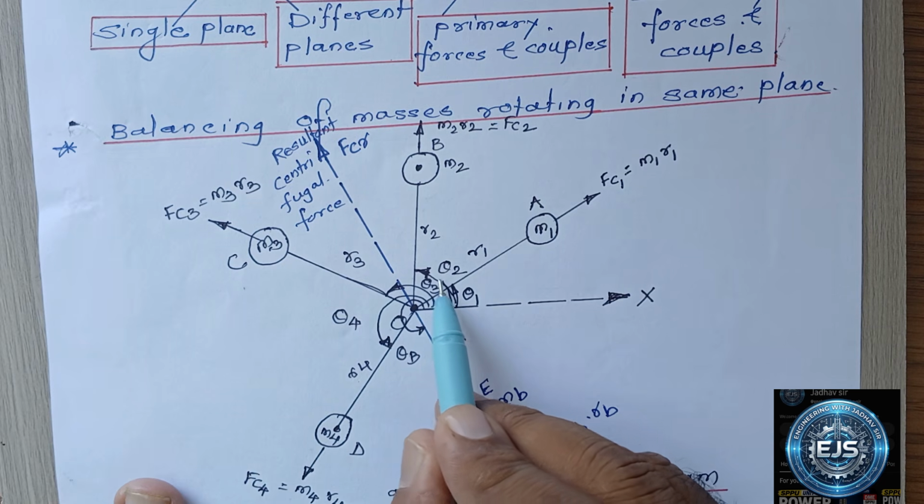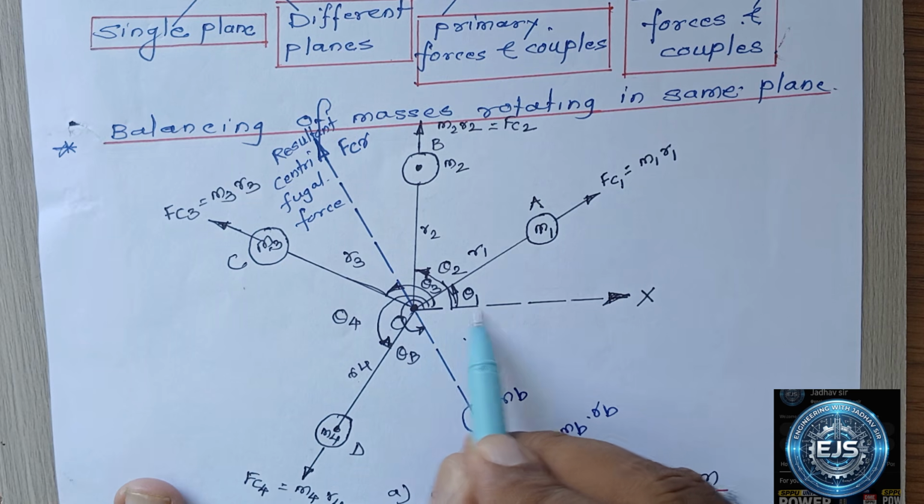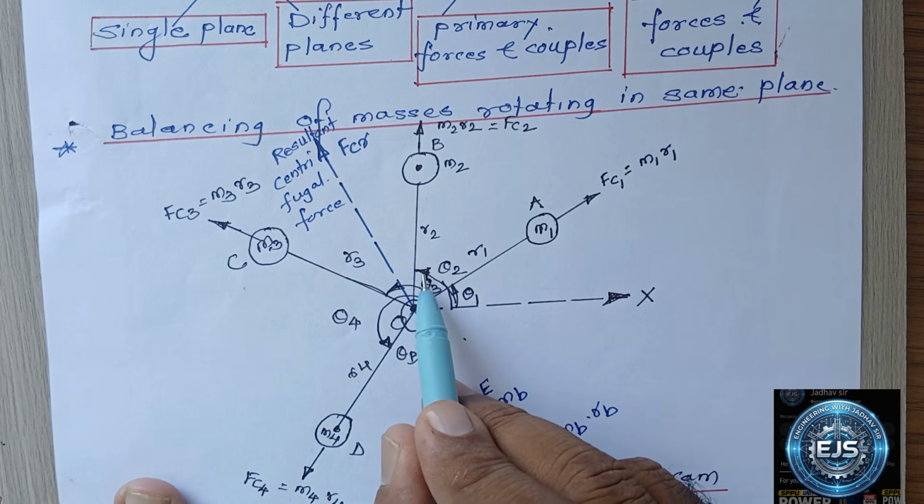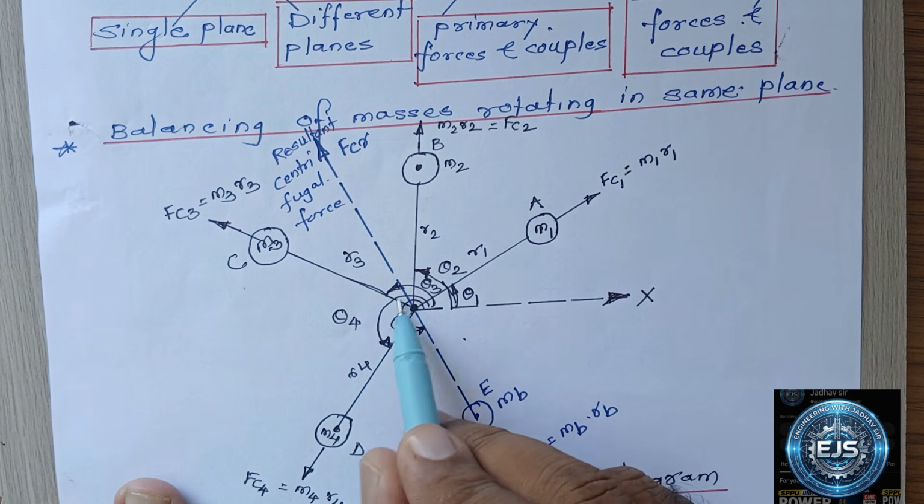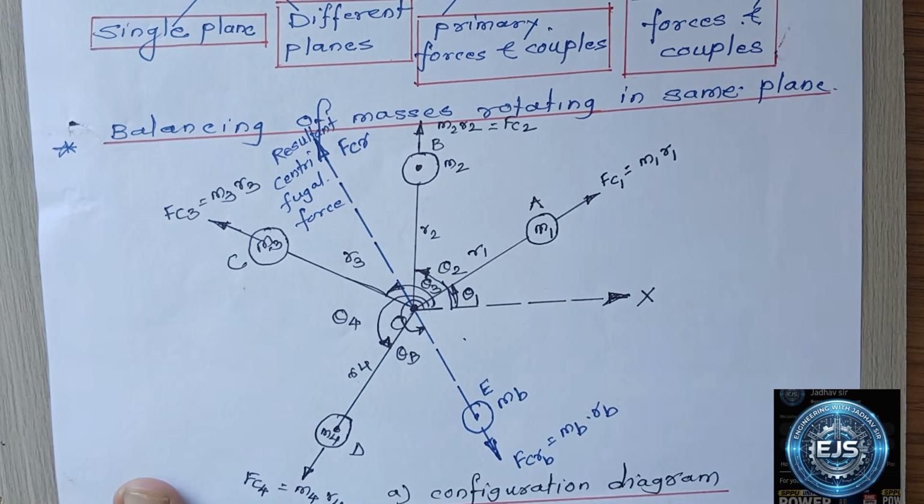Similarly, the angle made by mass 2 from the horizontal line in the anticlockwise direction is theta 2. Likewise, theta 3 and theta 4. So theta 1, theta 2, theta 3, theta 4 are the angles made by these four masses which are rotating in one plane. ये masses एक ही plane में rotate हो रहे.